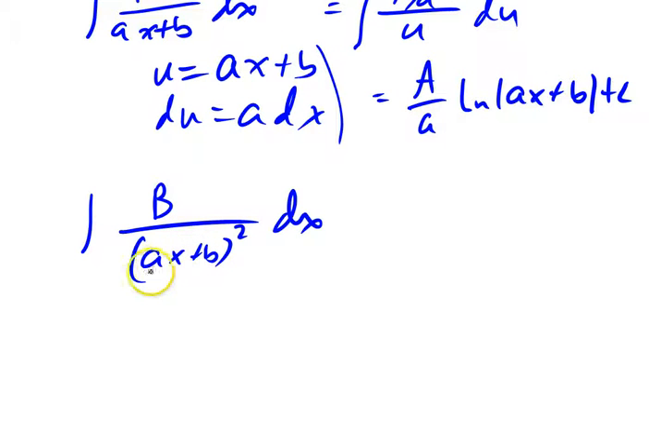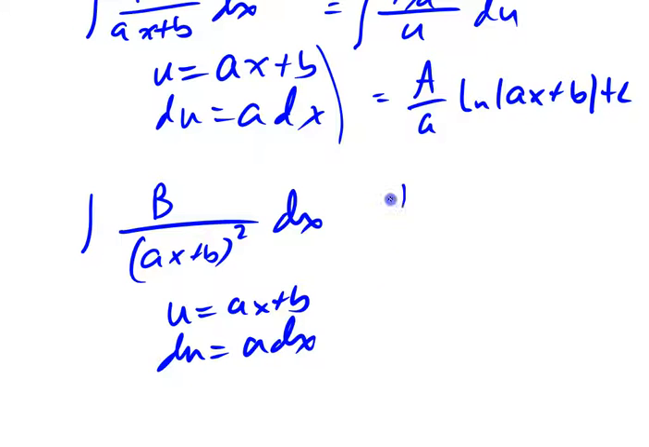But no, when you've got a u to the negative 2 power, because again, it's going to be u equal ax plus b, whatever that factor is, then du is a dx. So you end up with b over a, and this is equal to b over little a times the integral of 1 over u squared du.